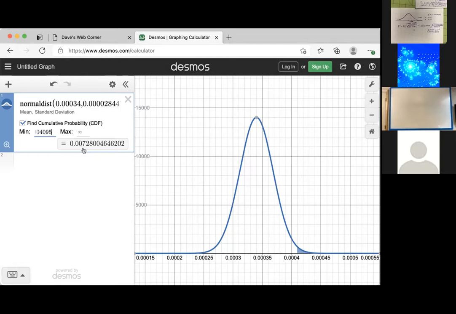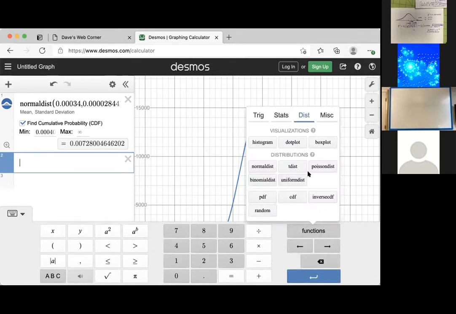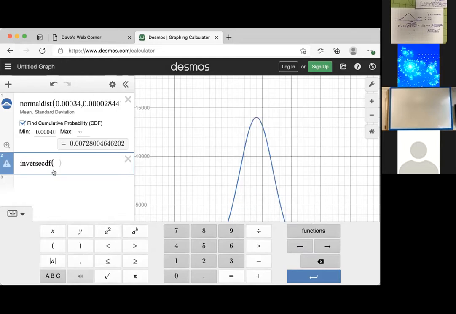Look at the area that Desmos reports to me. 0.00728. How does that compare to our 0.01? That's going to be larger. Let me shade an area that's 0.01 on this graph. I'll go back to the normal distribution functions and do the inverse distribution. Right here, inverse cumulative distribution function.